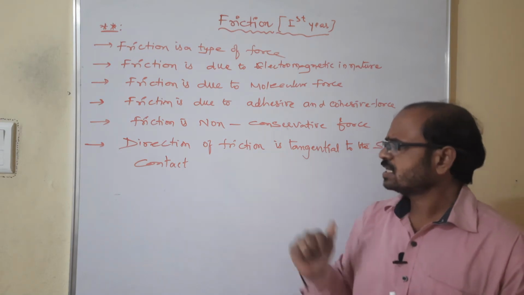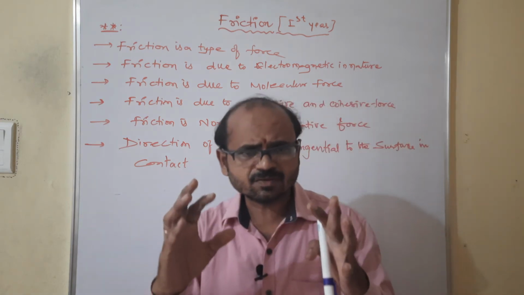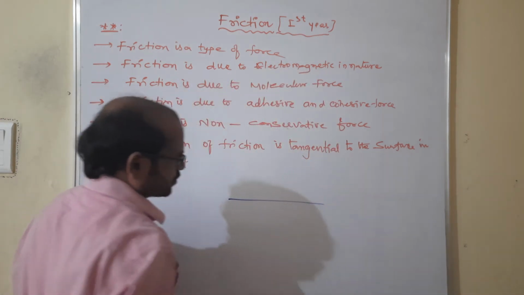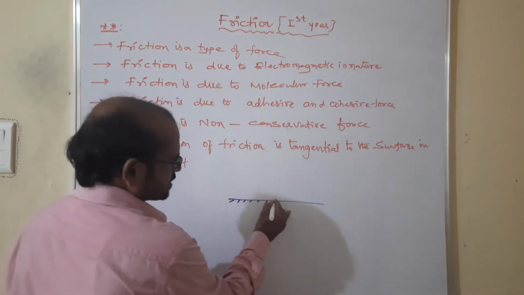And the direction of the frictional force is always tangential. Now I want to explain one example. Let us take a surface which is rough like this.